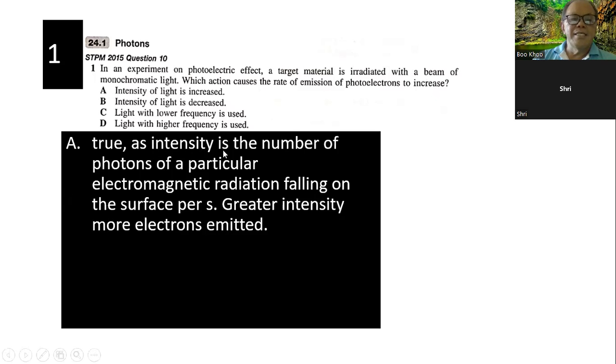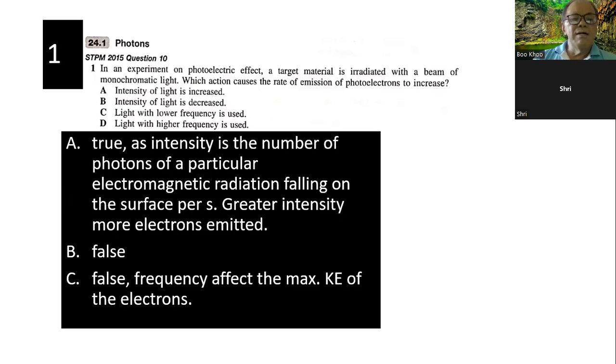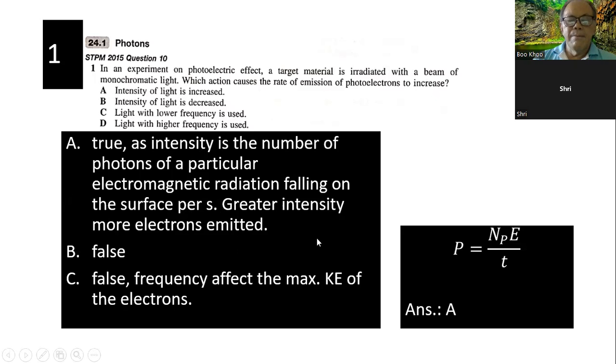Right? As intensity increases, think of intensity as the number of photons with a particular energy. Increase intensity, increase the number of photons falling on the surface per second. Greater intensity, more electrons emitted. Intensity decreases, that will decrease the number of electrons emitted. Light of lower frequency, false, frequency affects the maximum kinetic energy of the electron. Okay, the answer is A.